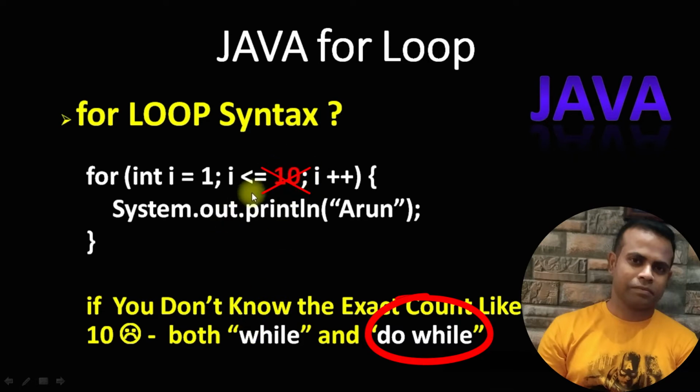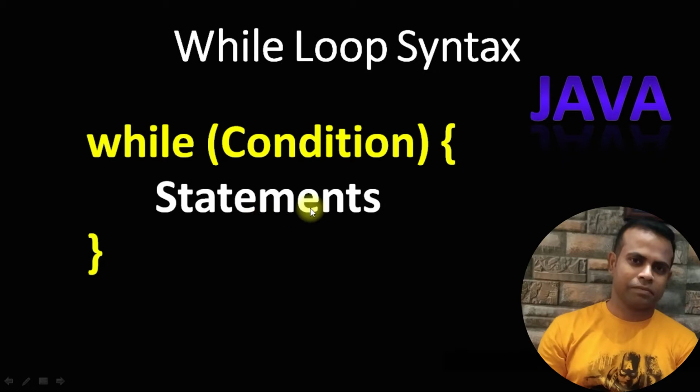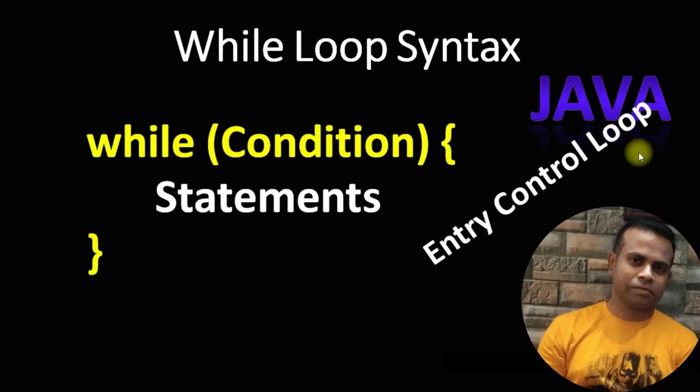So now you can understand that if we don't know the exact count of iterations in advance, at that time we can use while loop and do while loop. Then when to use while loop and when to use do while loop. This is a while loop syntax where we use while, then under that the condition, and then the statement. In the very first iteration of the loop, we first check the condition. So that's why we already learned that this is called an entry control loop.